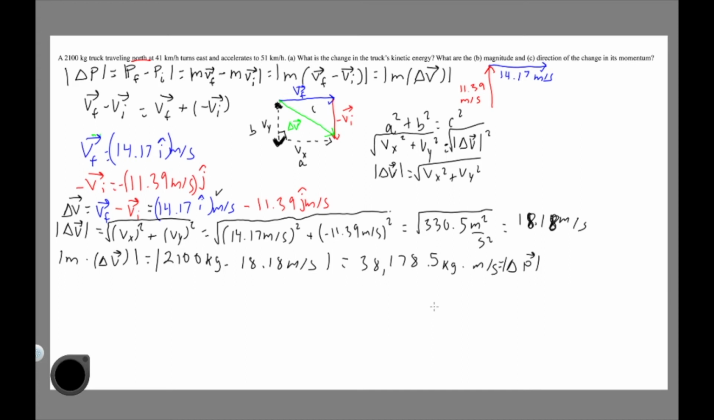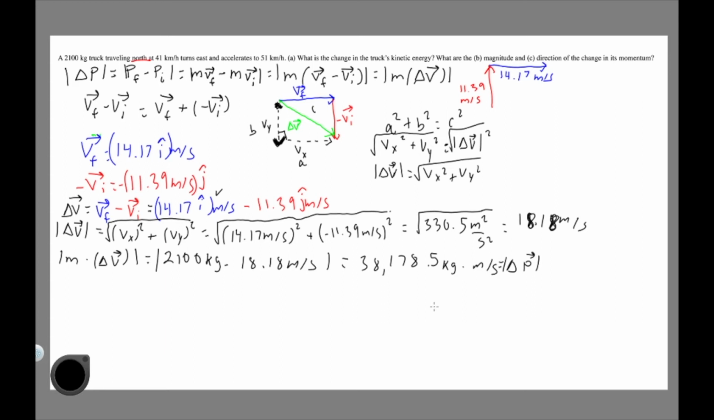So now we want to find the direction of the change in the truck's momentum. The direction of the change of the truck's momentum is going to be the same as the direction of the change in the truck's velocity. So if we can find the direction of the change in velocity, we can find the direction of the change in the truck's momentum.